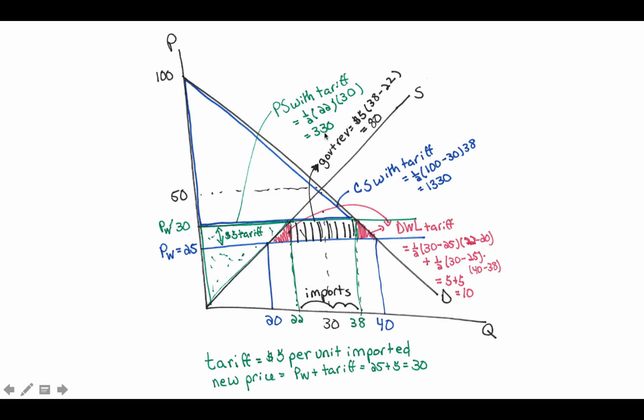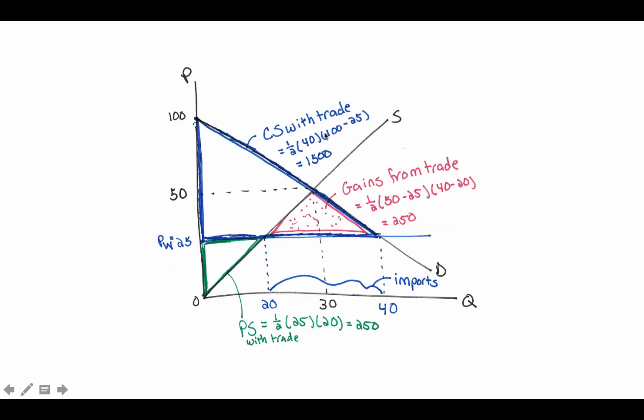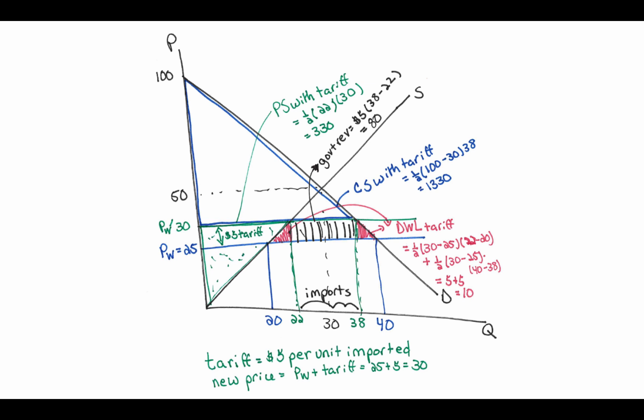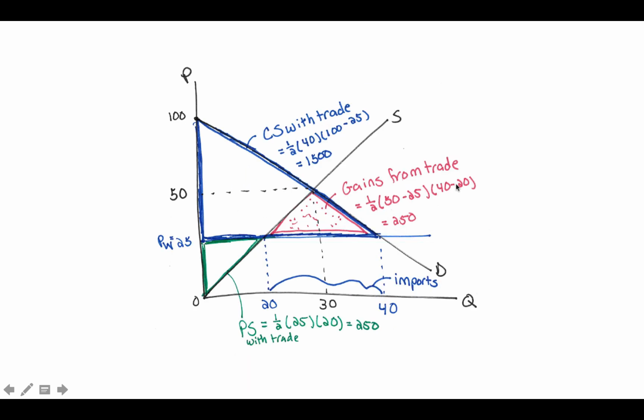So producers are better off because before they had 250 of producer surplus. Now they have 330. Consumer surplus with the tariff is the area above the price, below the demand curve, all the way out to the amount that's traded. And so if you compute that, it's 1/2 times 100 minus 30 times 38, or 1330. So we can see consumers are worse off because their consumer surplus before was 1,500.